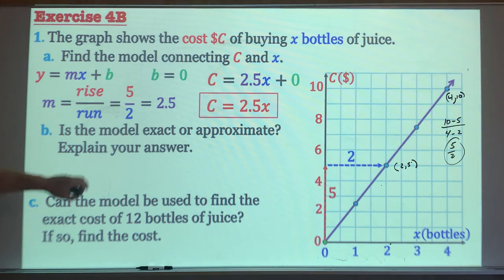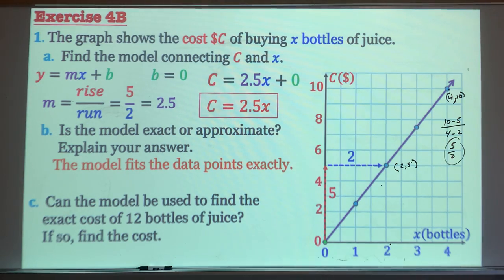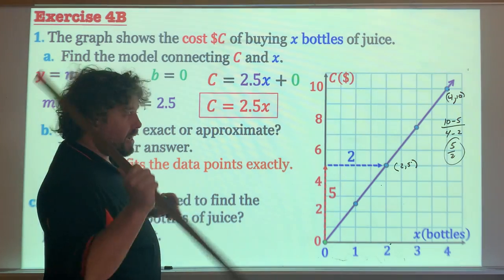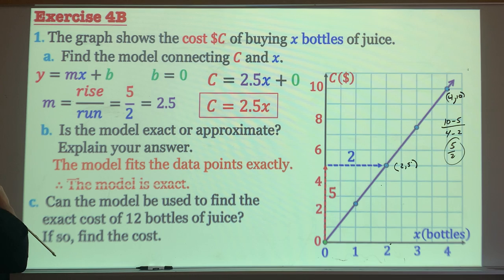Is this model an exact model? The model is exact. Why? Because all these points lie exactly on the model. If one was off by a little bit, it would not be exact. Therefore, the model is exact.